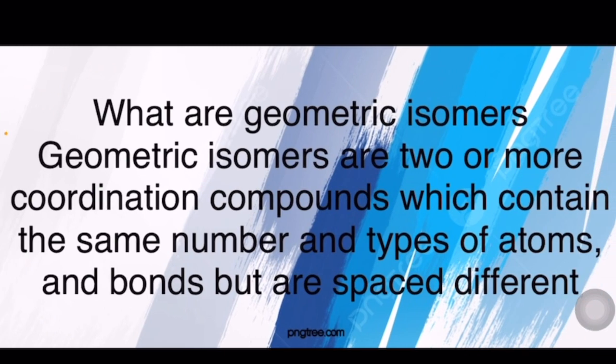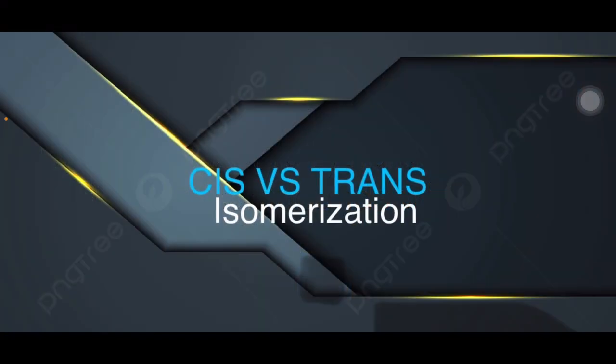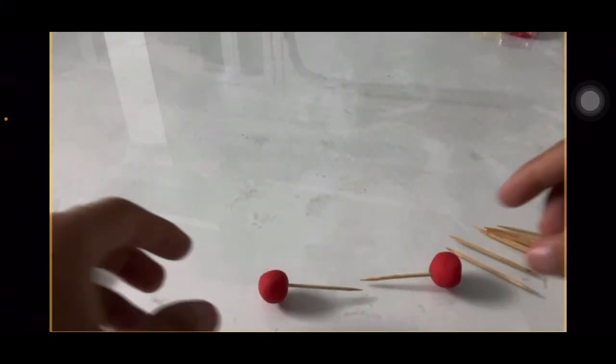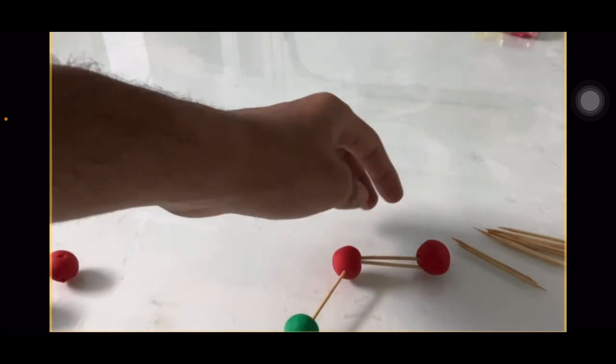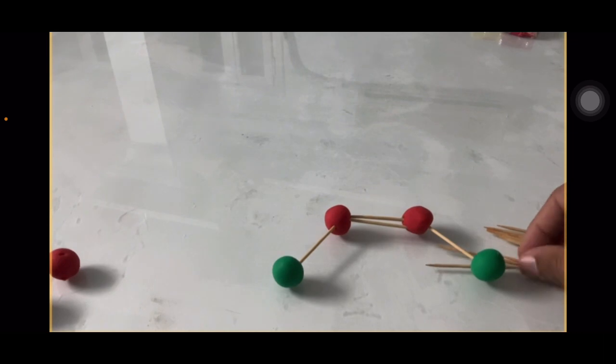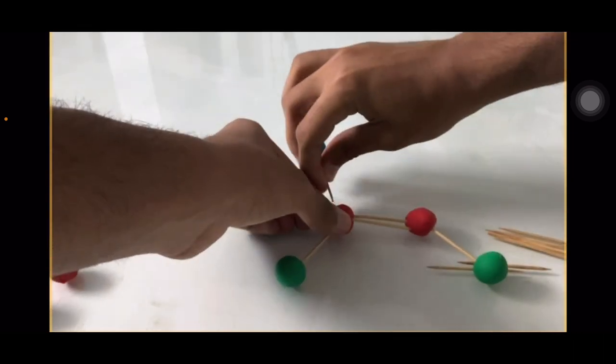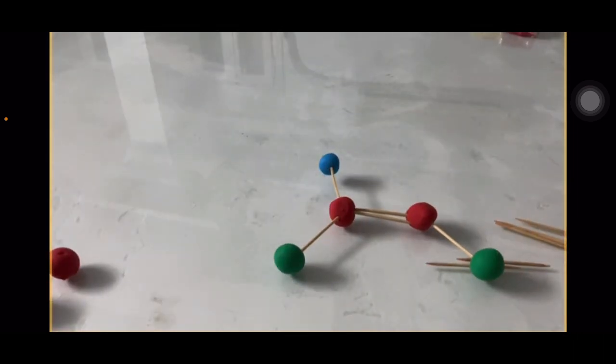Now, what are geometric isomers? Geometric isomers are 2 or more coordination compounds which contain the same number and types of atoms and bonds, but they are spaced differently. Now we're going to be describing the cis versus trans isomerization. As you can see, we have 2 covalently bound carbon atoms that are connected by 2 chlorine atoms and 2 hydrogen atoms. If the 2 chlorine atoms are on the same side, they are called cis.